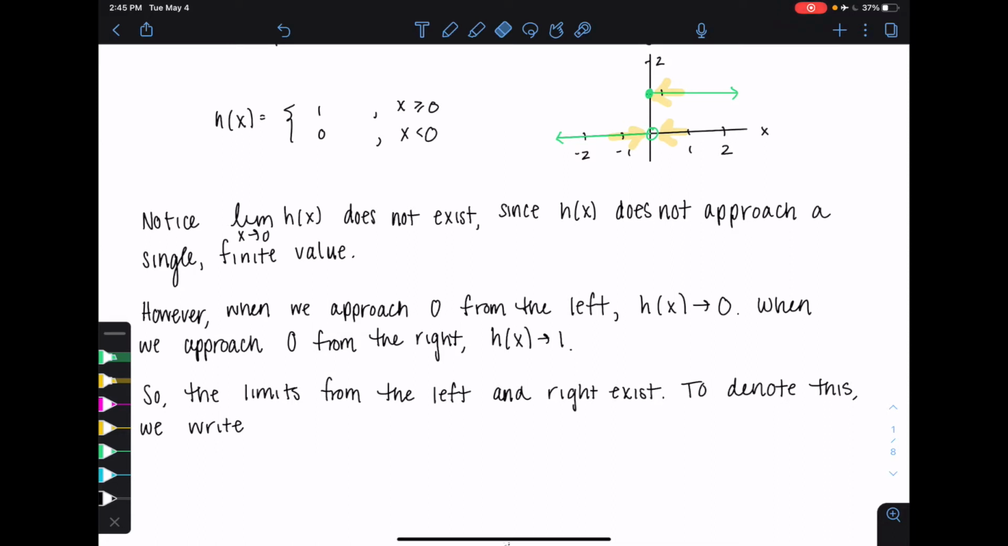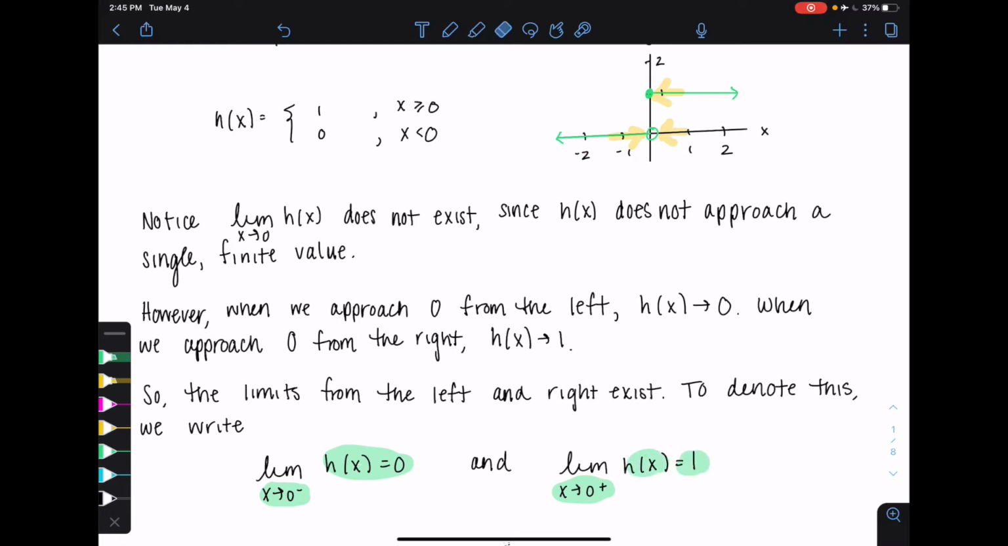So what we do is use a special notation. If I'm approaching from the left-hand side, what I'm going to do is indicate that with a minus to say I'm picking numbers less than 0. And the right-hand side, I'm going to use a plus. So in our case, to denote this, the limit as x approaches 0 from the left of h of x is 0. And when we approach 0 from the right for this function, the limit is 1.